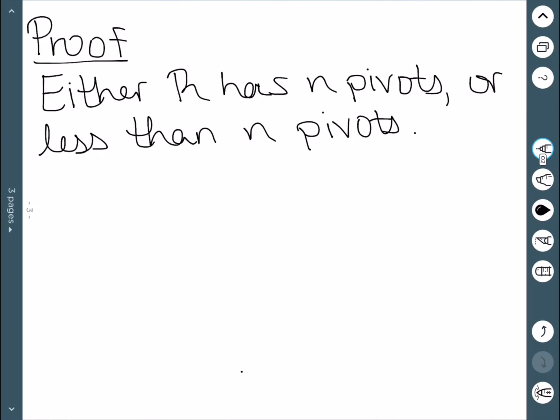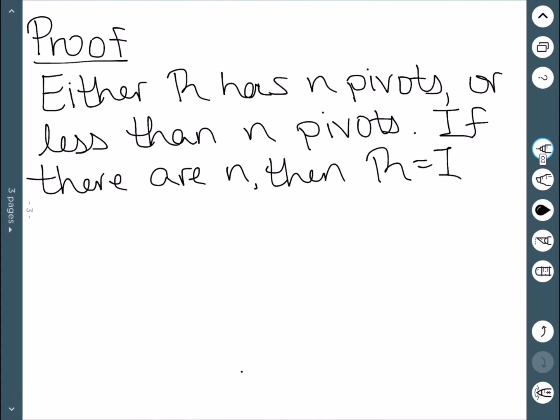We'll now prove this. If we have this matrix R that's a square matrix, it either has n pivots or less than that. It can't have more since there are no more rows or columns. If we have n pivots, that means there is going to be a leading entry in each row. And since reduced row echelon form requires those leading entries to be ones with zeros both above and below them, we're only forced to have the identity matrix. It's the only one we can have of that form.